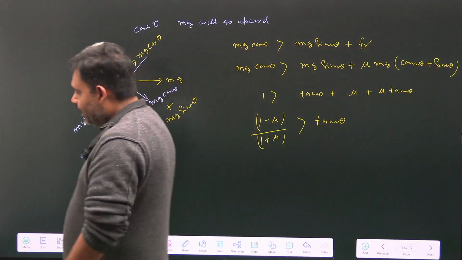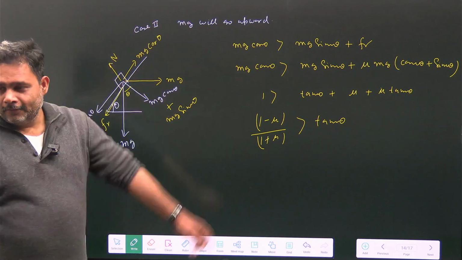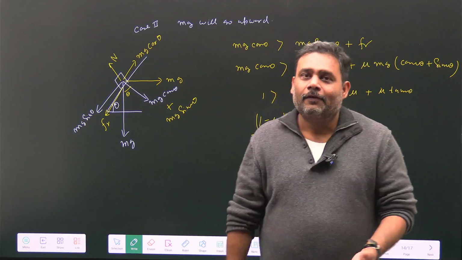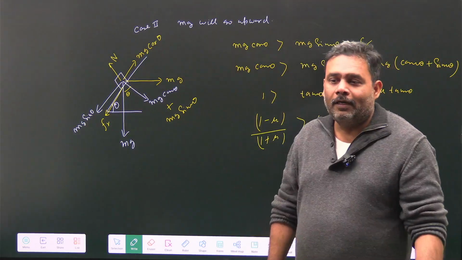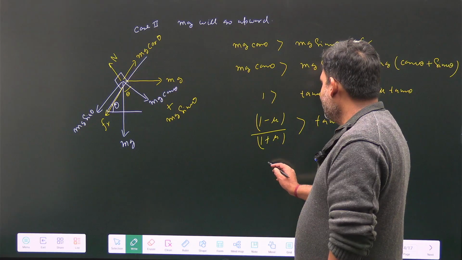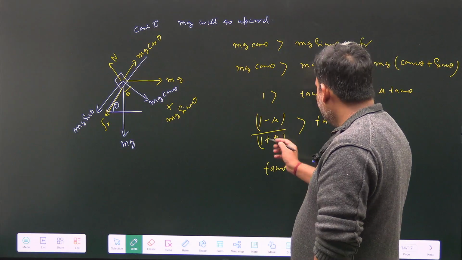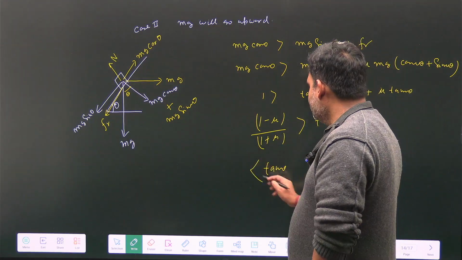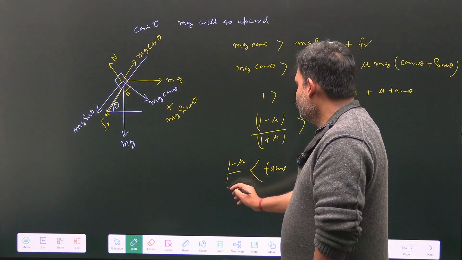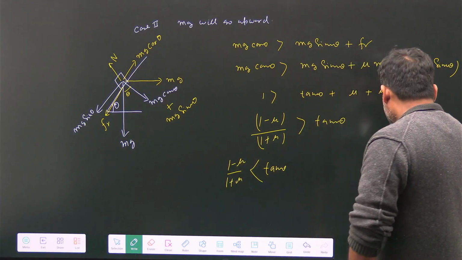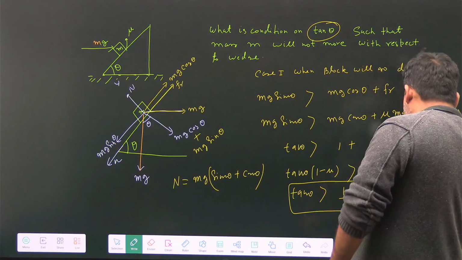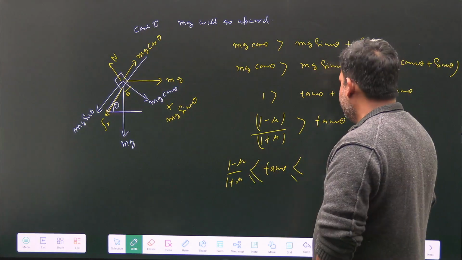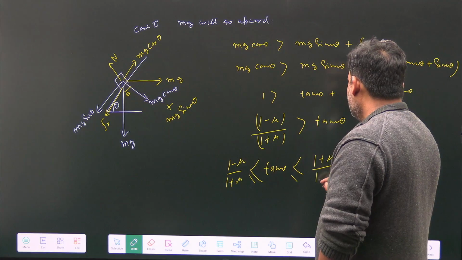Okay, so in this condition, this will go upward, isn't it? But what we have to do is find a situation where the particle will neither go upward nor go downward. So what will happen? Tan theta must be less than this, and greater than (1 minus mu) upon (1 plus mu). And here you can see for downward motion tan theta is greater than (1 plus mu) upon (1 minus mu). So it should be less than this particular thing, and you can also give the equality sign.